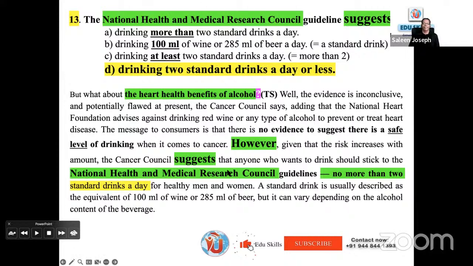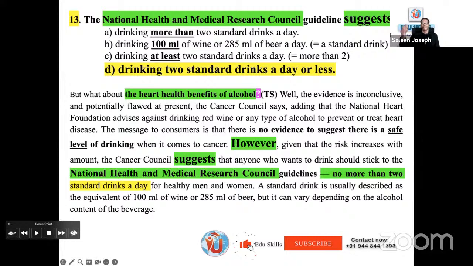Do you have any idea here? See, they have said here, the standard drink is usually described as the equivalent of 100 ml of wine or 285 ml of beer. A standard drink means either 100 ml of wine or 285 ml of beer. So here you see more than 2. You just imagine in local language, if you are Indians, there's a peg, right? 1 peg, 2 pegs, 3 pegs. So you think in your own cultural line. More than 2 pegs a day, 1 peg a day, at least 2 standard drinks a day, drinking 2 standard drinks a day or less.